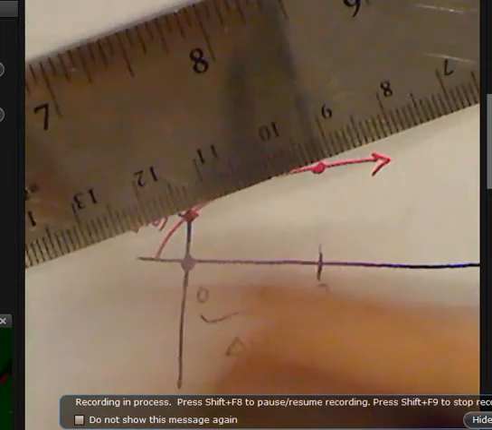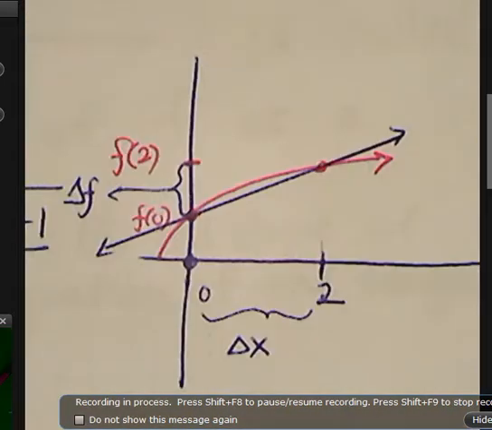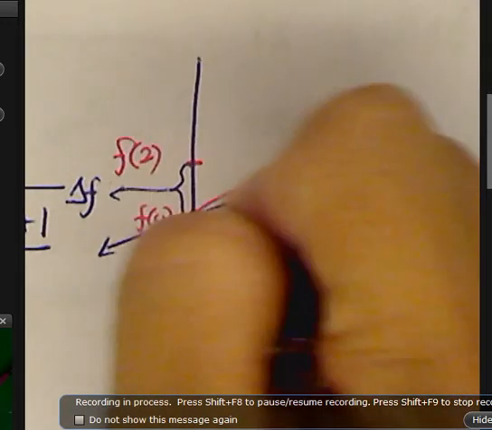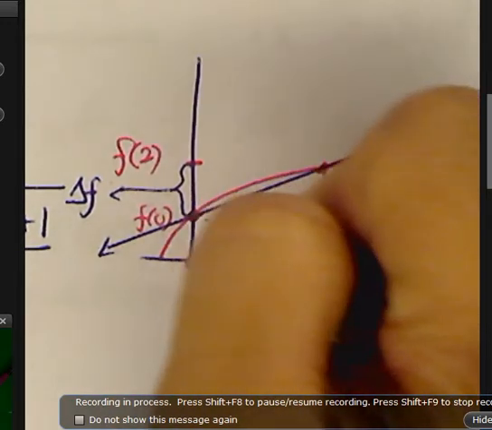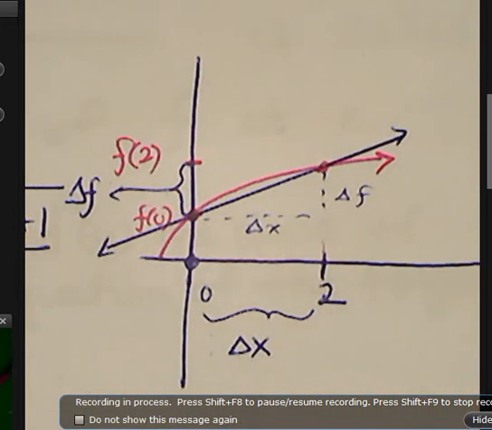We want to be clear though. Right, because slope is delta f divided by delta x, right? So the average rate of change of f is the slope of f between 0 and 2. Okay, so what is this line called?